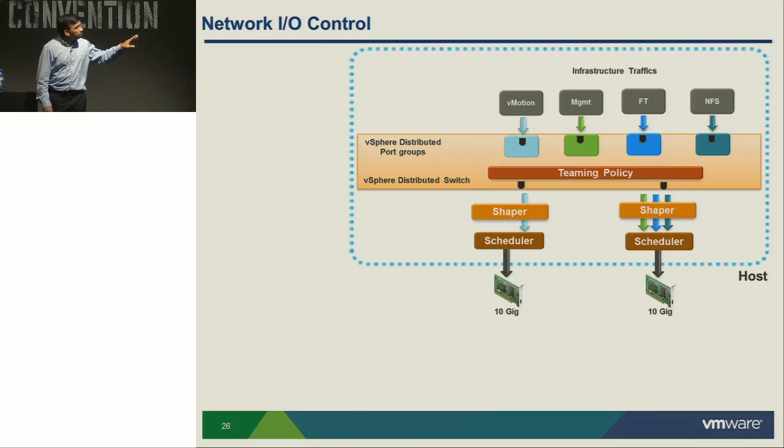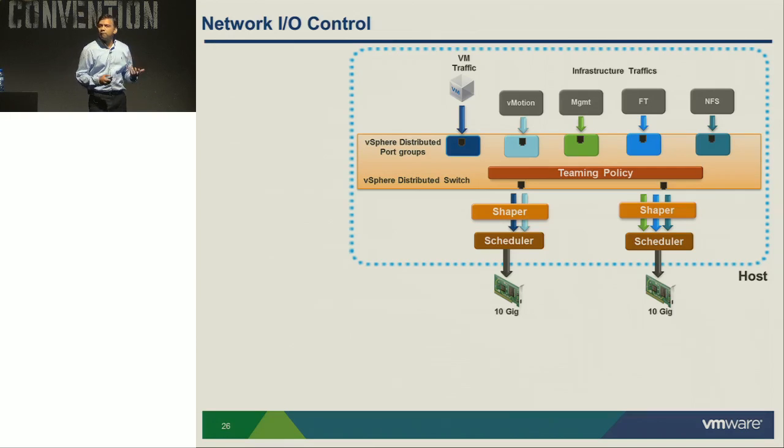So in this example here, again, going back to 2 10 gig interfaces, this is a host where you have vMotion, management, FT, and NFS traffic. So you will see here there is a shaper layer and there is a scheduler layer. Each physical NIC has this shaper and scheduler. And I will talk about what shaper does and what scheduler does. As you can see here, vMotion traffic is flowing through this physical NIC, and all the other 3 traffic types are flowing through this physical NIC number 2.